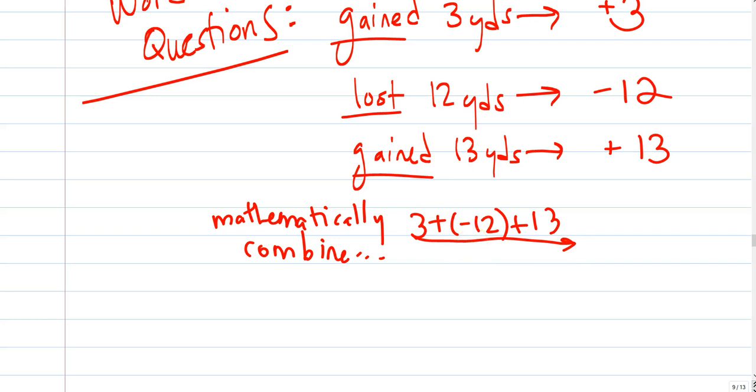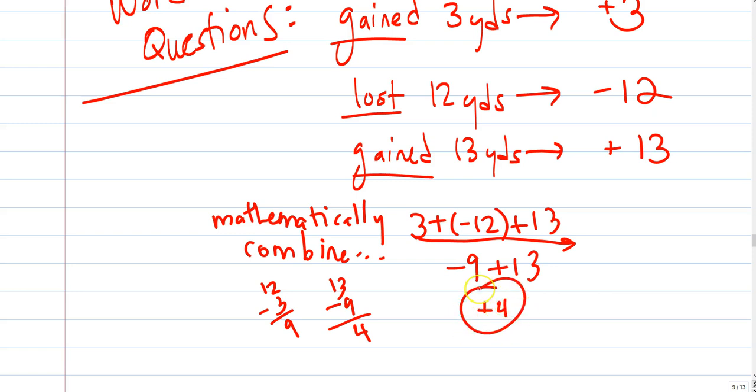Opposite signs cancel. So 12 minus 3 is 9. But 9 what? More negatives. Plus 13. Opposite sign. They're going to cancel. 13 cancels out 9, leaves me with 4. 4 what? What did we have more of? This time we had more positives. So this will be an overall change in 3 plays of positive 4 yards. If I gain 3, I lose 12, and I gain 13, I've got a total of 4 yards positive.